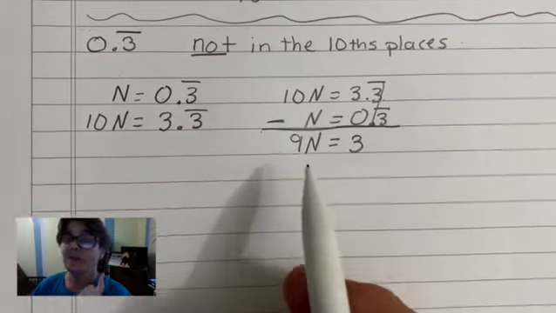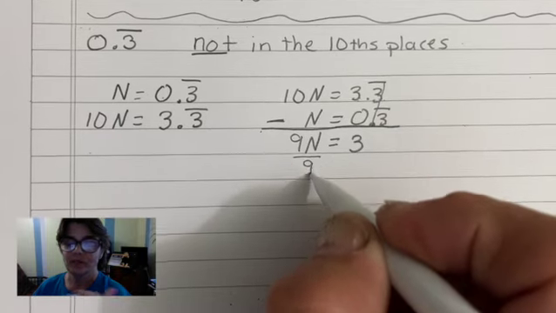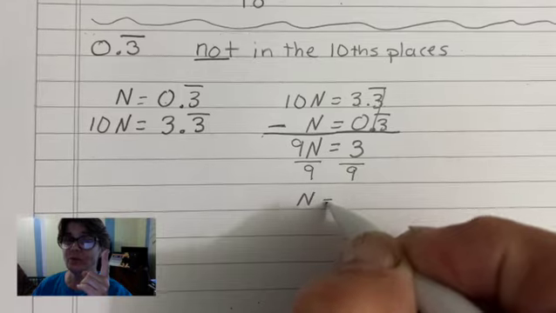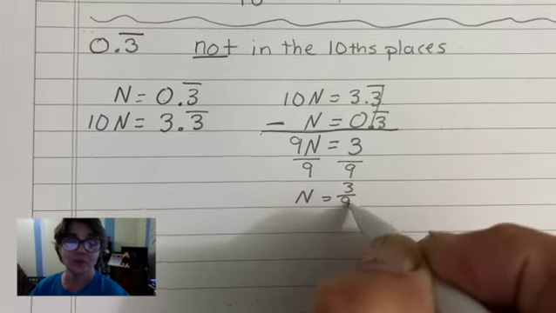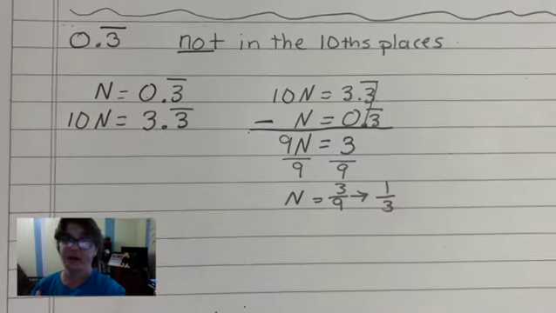Okay, so I subtracted it out. Now I simply divide both sides by 9 to solve this simple equation. And 3 over 9 simplifies to 1/3. Just like you wrote above, 1/3 is equal to 0.3 repeating. This is how you go from a repeating decimal back into a fraction.